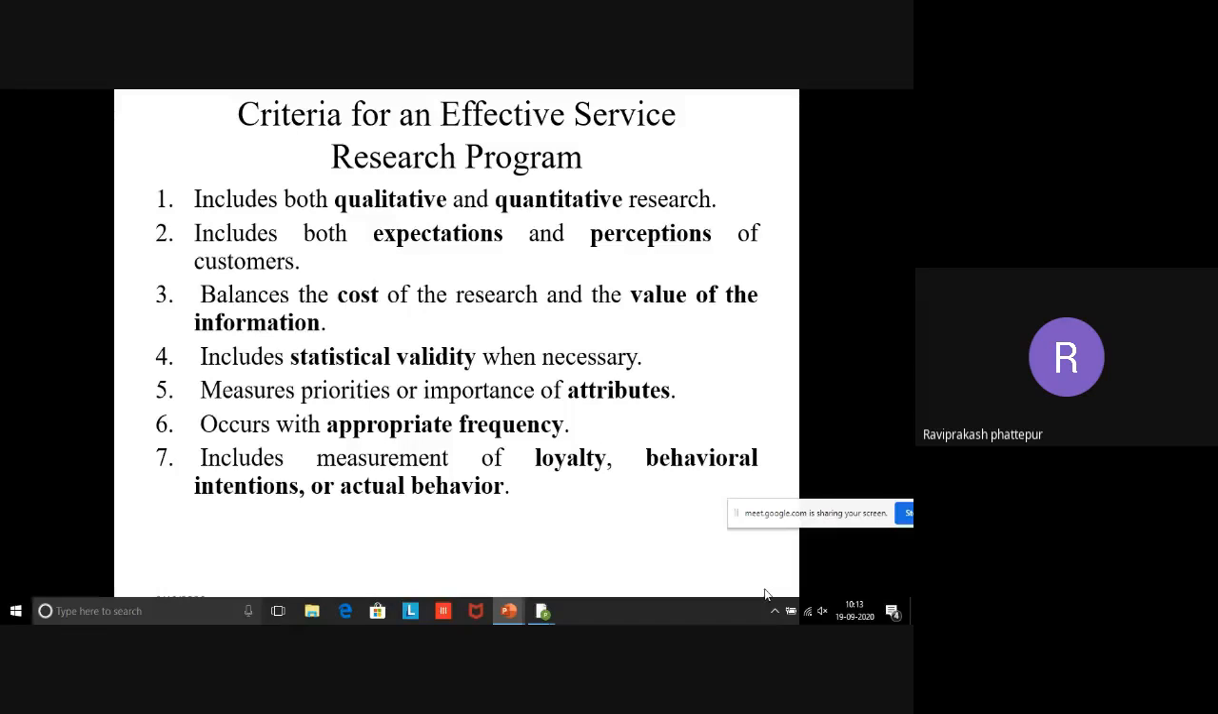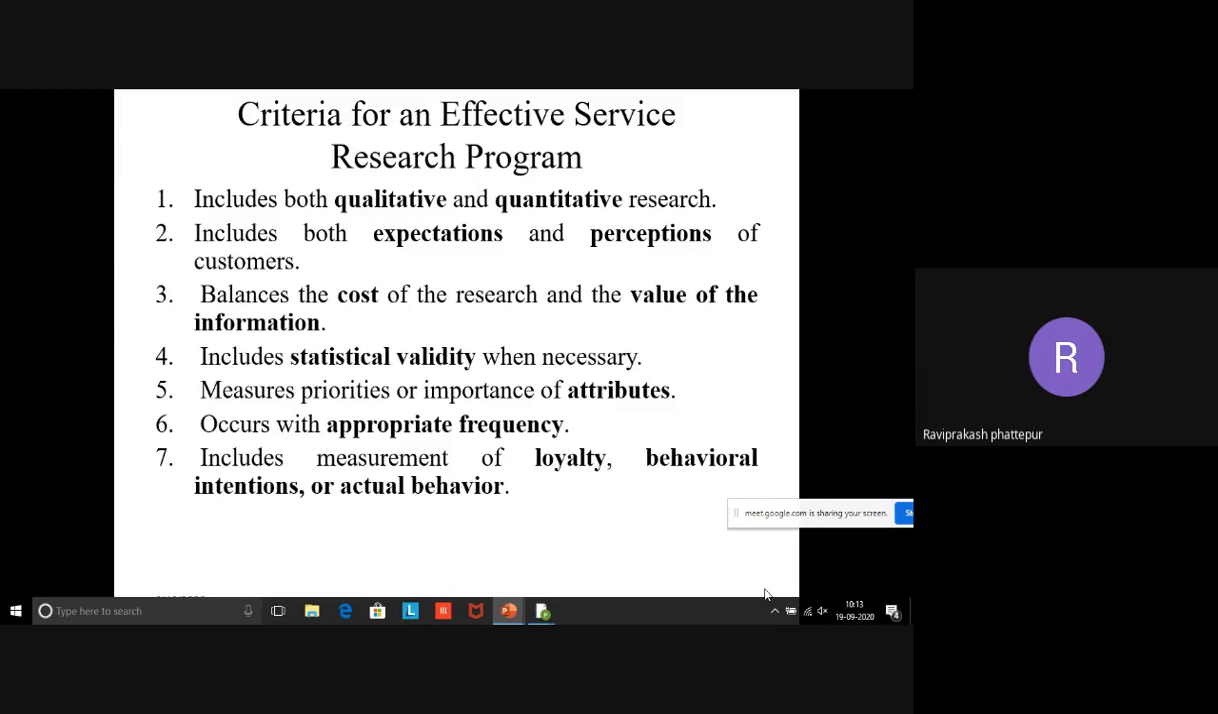This includes the most important things. I'll just repeat those: qualitative and quantitative research. So it has both expectations and perceptions of the customers to be known. Balance: we need to balance the cost of research as well as the value of the information that we are getting. Then, if required, statistical validity has also to be provided. Then measure priorities of importance, that is attributes. What attributes the customers are looking into our service delivery.